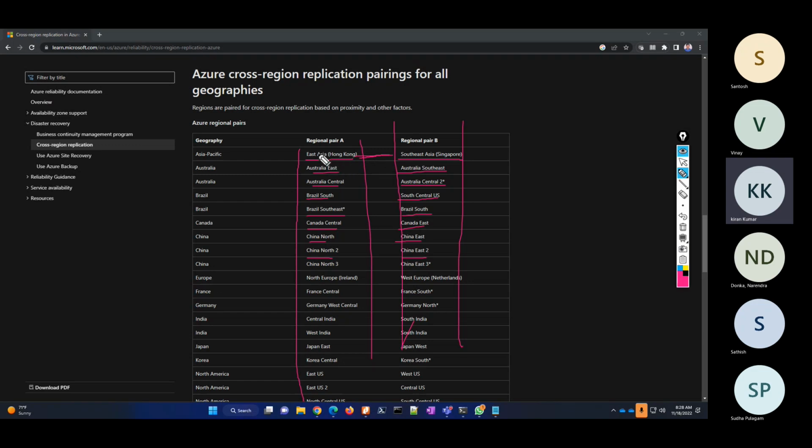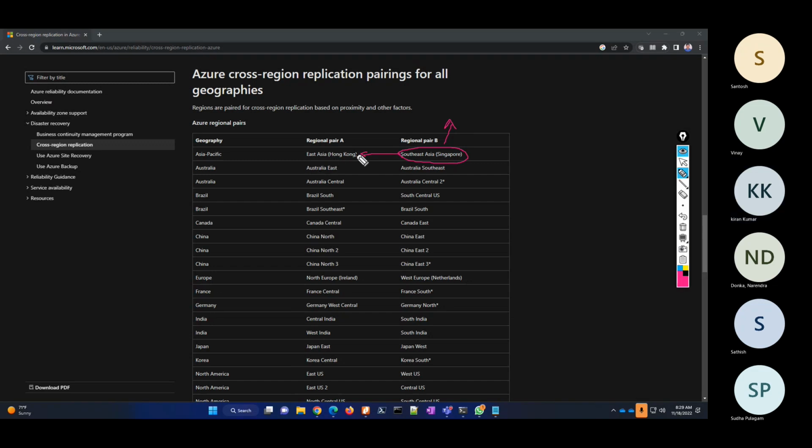Suppose you deploy East Asia Hong Kong, and by default you select GRS in the storage account, for example. Data replicates into Southeast Asia and is maintained there. Now suppose the question: Sir, I'm deploying the Southeast Asia Singapore location, and what is the region pair? It's the reverse, you can say. This is East Asia, Hong Kong. That is how the region is paired.